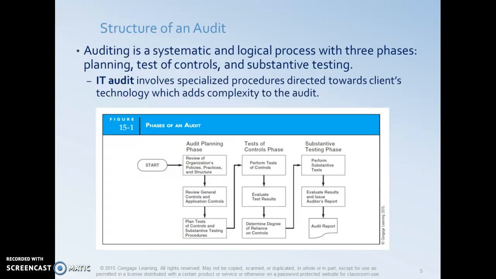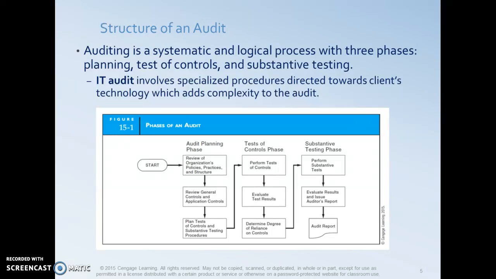What's the structure of an audit? An audit is a systematic, logical process with 3 phases. You have to have the planning. That's where you're deciding what you're going to test, what you're going to do, what you're going to look at. And then there's the actual test of controls, and there's substantive testing.